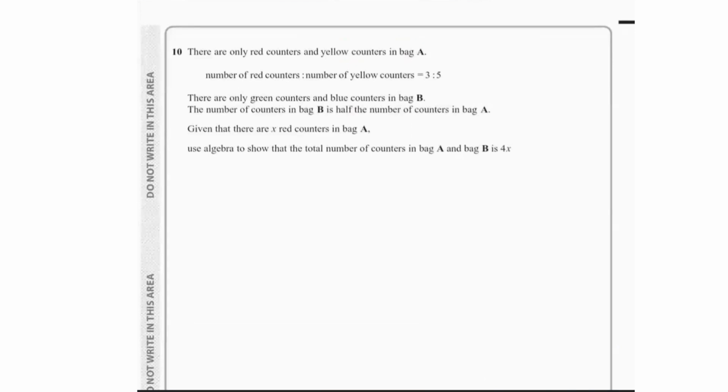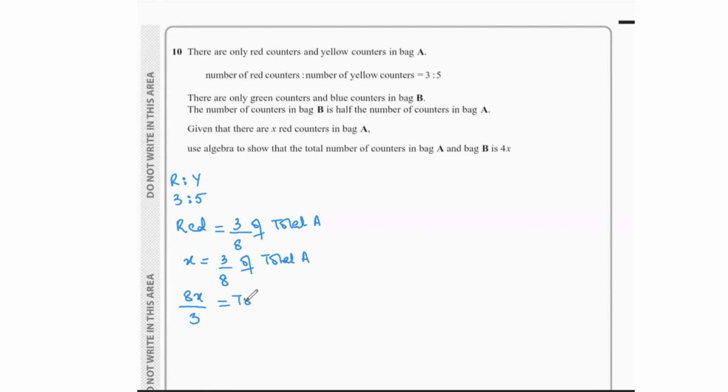Okay, so let's start with the red to yellow ratio. So that's 3:5, which means red is basically 3/8 of the total. Total count for A, so I'm going to write total A. Red counters are given as x. So x is 3/8 of total A. If we make total A the subject, that's going to be 8x over 3 equals the total counters in A.